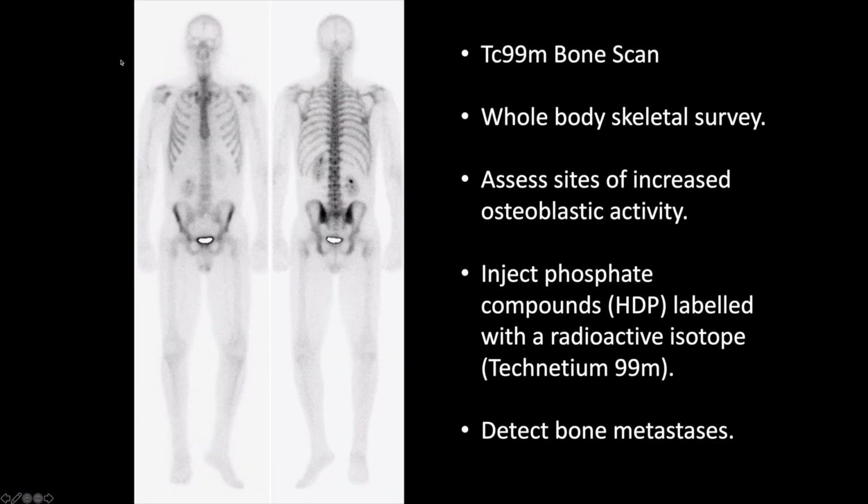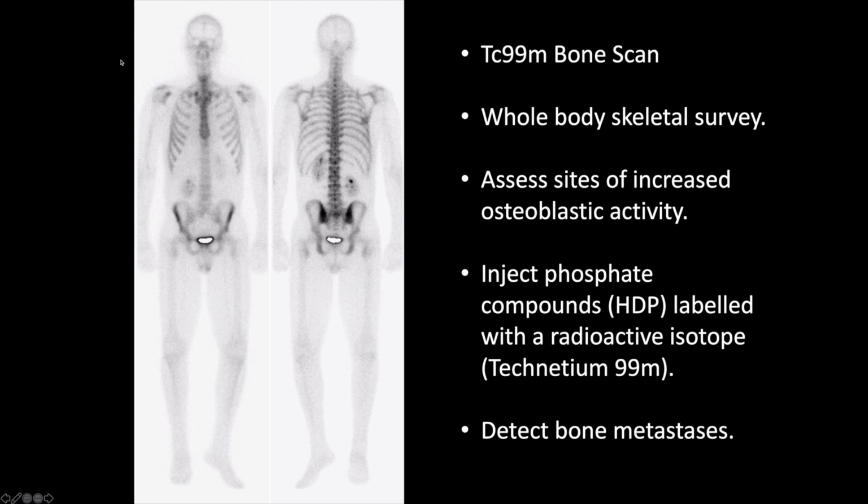So here is one in practice. This is a whole body technetium bone scan, which is in essence a whole body skeletal survey. It is designed to assess sites of increased osteoblastic activity. And one of the main indications in which we do a bone scan is to investigate for the spread of bone metastases, particularly in patients who have prostate or breast cancer.